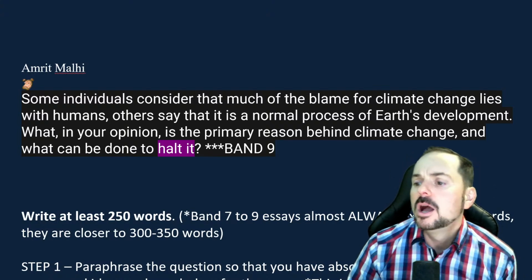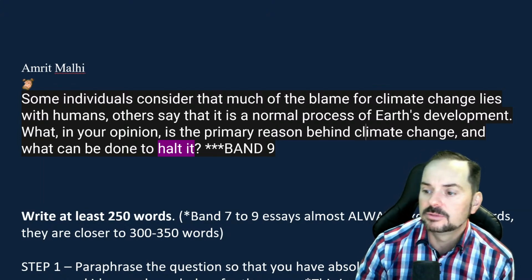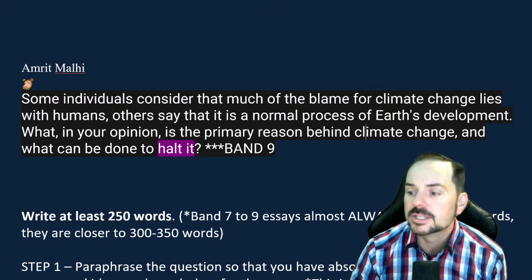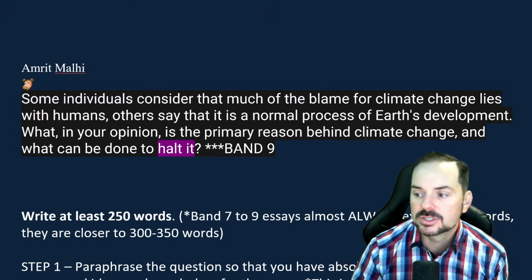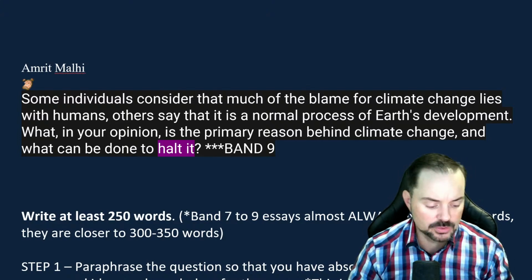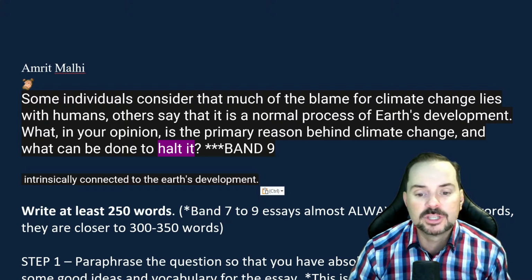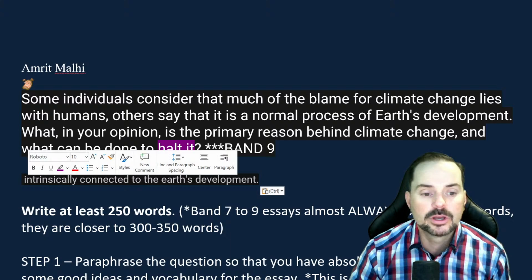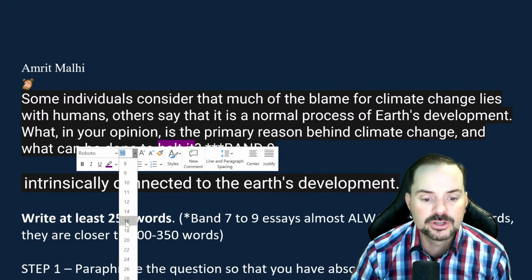Okay. Rajveer writes, certain individuals ascertain that humanity should be held accountable for climate change, while opponents believe that it is intrinsically connected to Earth's development. I love this word here, Rajveer, and I'm just going to copy this part. Beautiful paraphrasing. This is how we learn from each other. This is how we increase our vocabulary. So this is the last part of what Rajveer just wrote here.